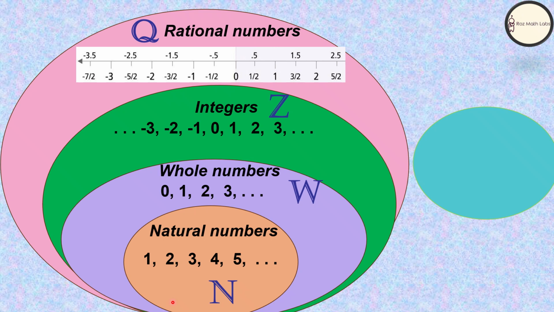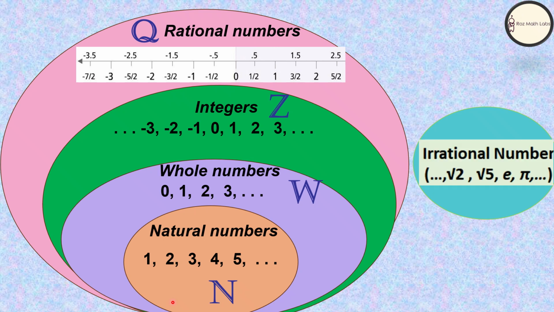We have one more set of numbers that is called irrational numbers. Irrational numbers are those numbers that cannot be expressed in the form of p by q. Or in other words, the decimal notation cannot be a repeating decimal or recurring decimal. Rational numbers and irrational numbers both come under the main set of numbers that is called real numbers.